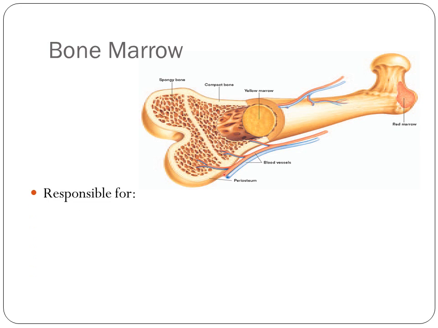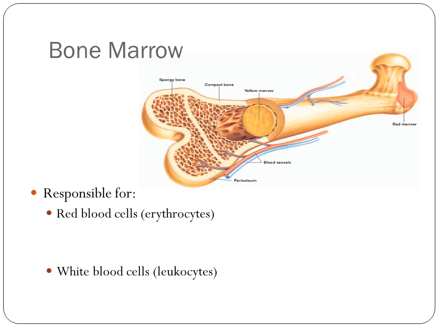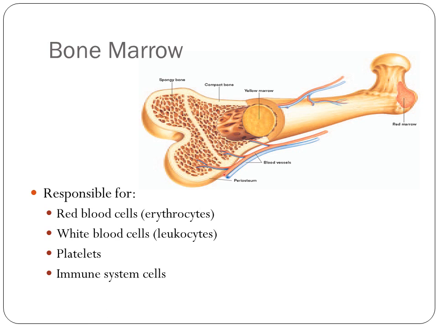Before we go on, let's just take a really quick review of the anatomy of the bone and the bone marrow. We all should remember that the bone marrow is responsible for producing stem cells, and those stem cells differentiate out to different types as the body needs. So it's responsible for making red blood cells or erythrocytes, white blood cells or leukocytes, as well as platelets and other immune system cells.